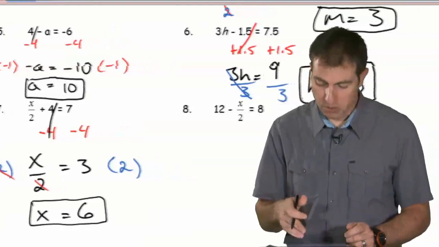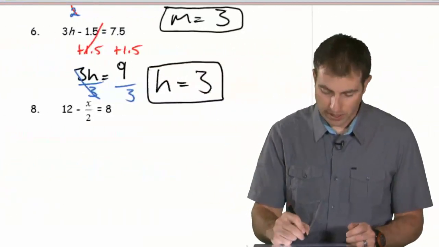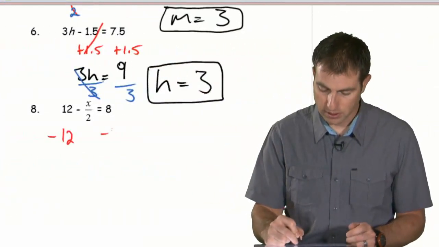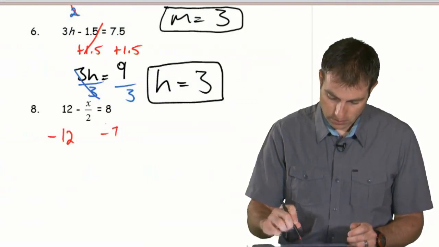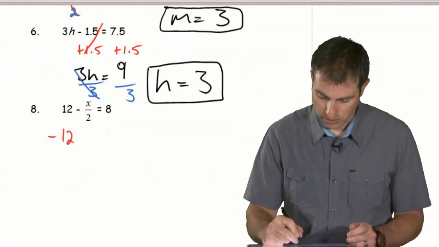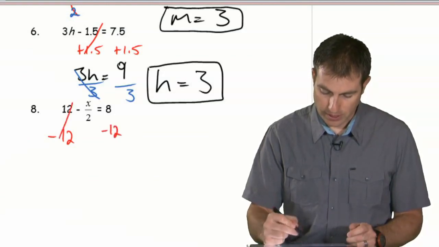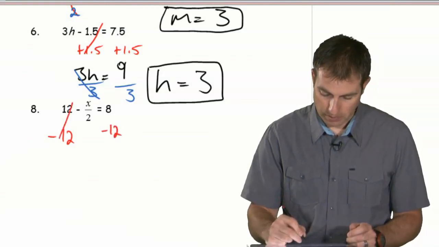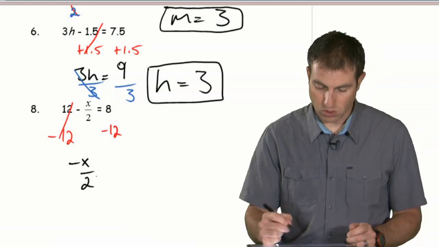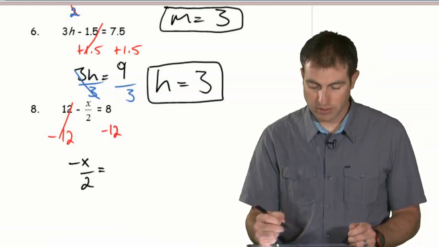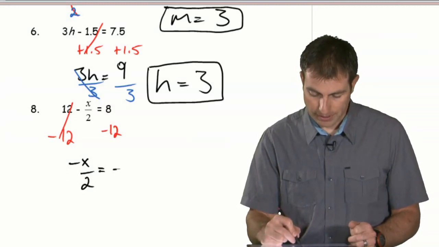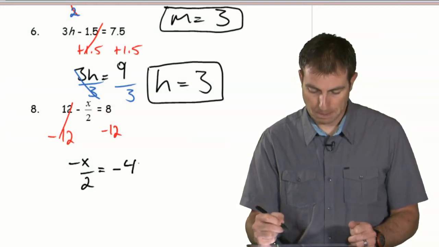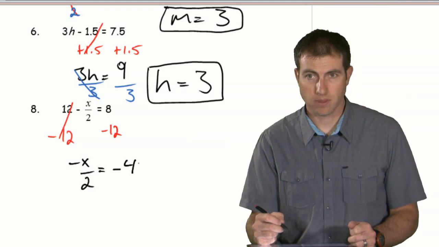All right, I'm going to move the 12 to the other side. So I have the 12 up front. I'm going to subtract 12 from both sides. Oh, minus 12. That way that's going to go, and I'm going to have negative x over 2. If I have 8 and I take away 12, it should give me minus 4. Hopefully.